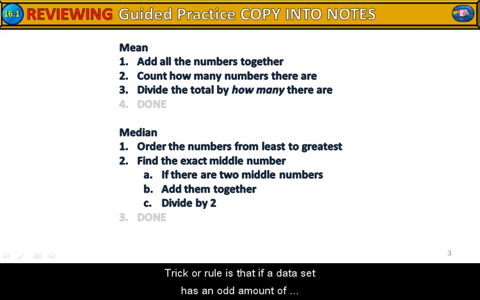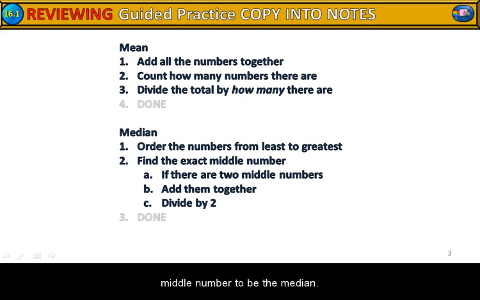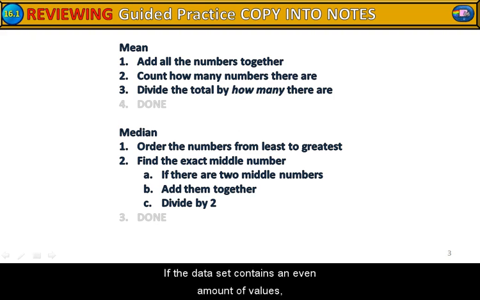The trick or rule is that if a data set has an odd amount of values, there will always be an exact middle number to be the median. If the data set contains an even amount of values, you'll have to find the two in the middle and add them together to divide by 2. Pause now to take these notes, and then resume once you've completed.